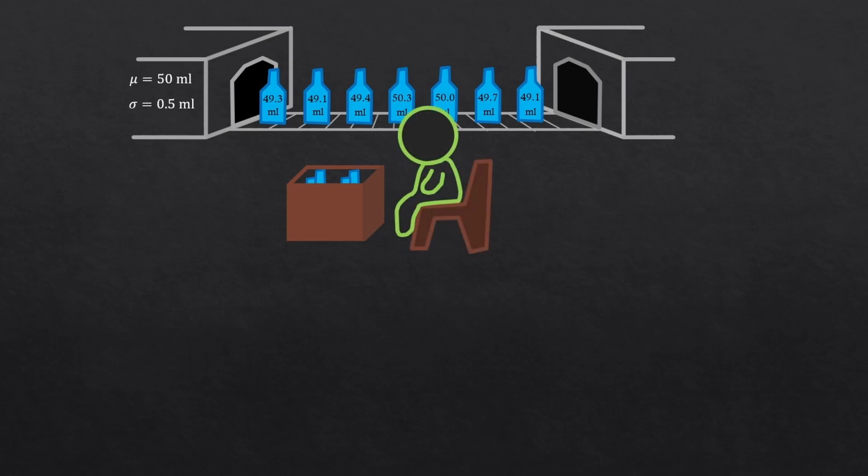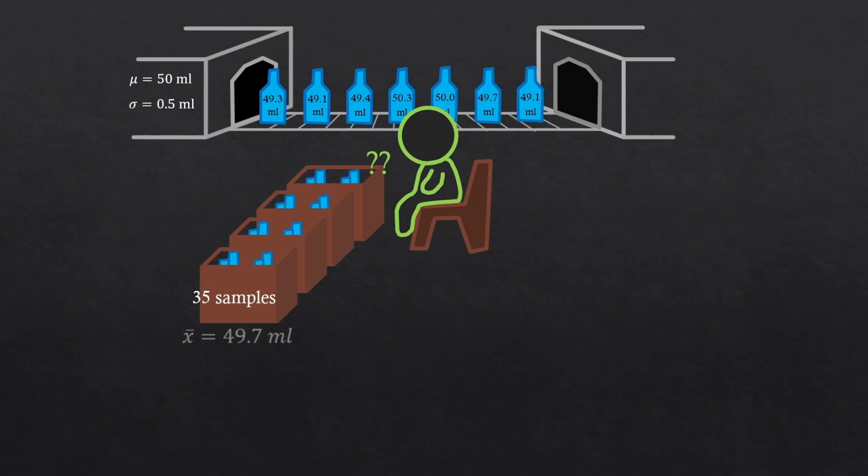After some time, you notice that many bottles are not filled with the proper amount. You see these values? The numbers don't look that good. What do you think? You decided to randomly collect 35 samples. The average value was found to be 49.7 milliliters, but that's within the range of 1 standard deviation error. So are we good? Should we just keep running it?